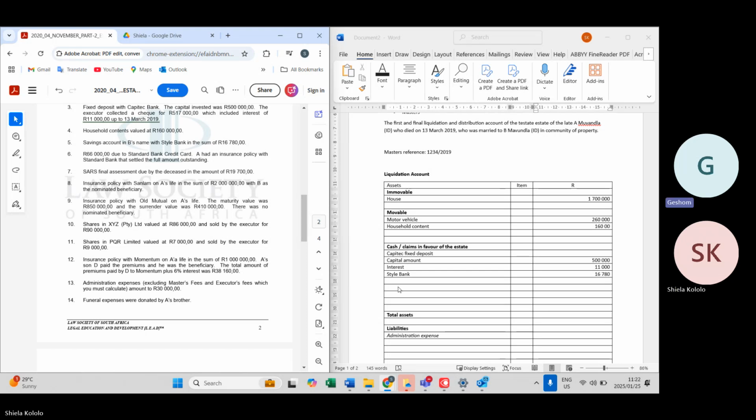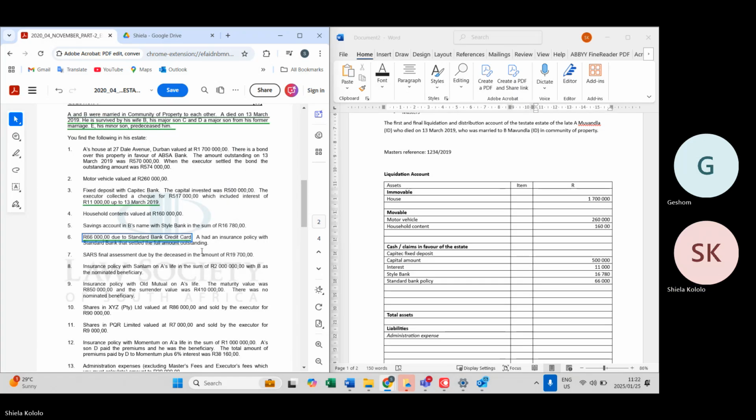Yes. Okay, so we've got the Standard Bank policy. So now tell me, they are saying 66,000 due to the credit card. So yes, we've got two things. We've got a loan and a policy and we've got a debt. So this 66,000 rand that is due to the credit card, what are you going to do with it? The insurance policy with Standard Bank settled the full amount.